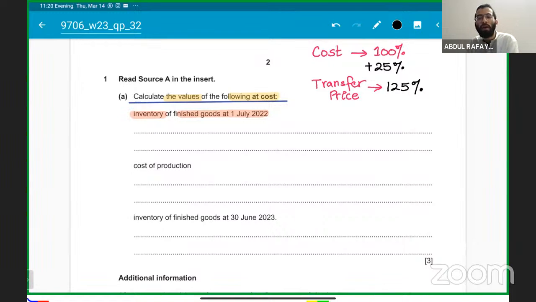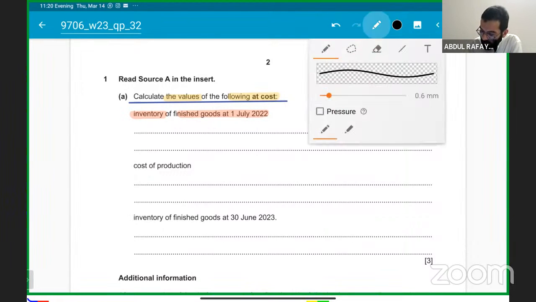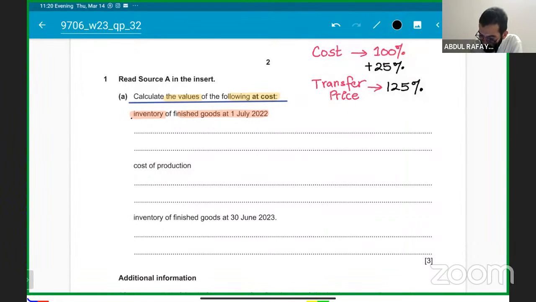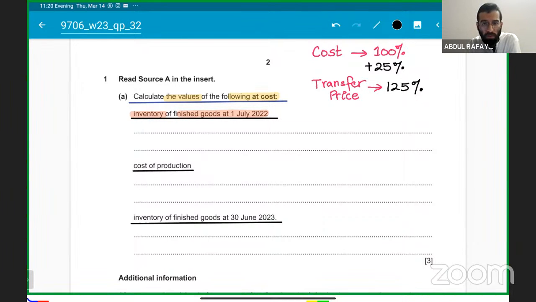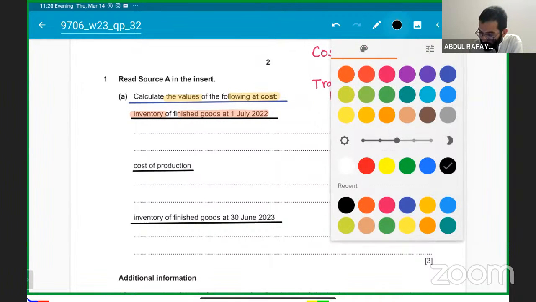How many got this clear? Remember, cost is always 100%. You add 25% factory profit, and you reach the transfer price. We have to find the opening inventory at cost, the closing inventory of the finished goods at cost, and the cost of production at cost as well. They have put it in bold as well. Everyone getting it? Can I get a quick response? Let me know if anyone has any doubts.